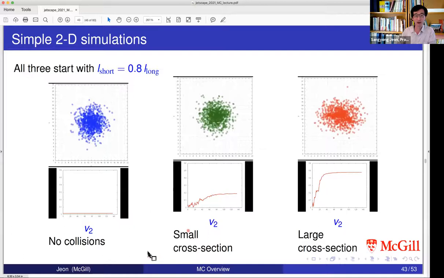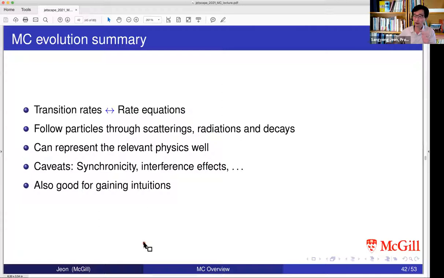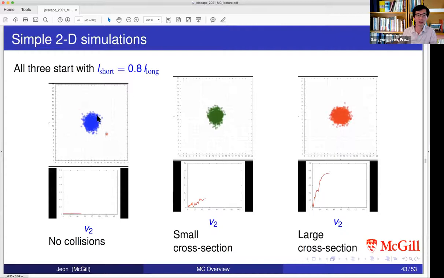We always talk about how the almond shape of the carved-out collision volume generates v2. How do you visually see that? Well, what you're going to see next is that all three simulations start with the same almond shape like this. Then eventually it'll turn to that because of the v2, only if you have a collision. So if you look at this, there's no collision, the shape remains spherical, there's no v2, small cross section.